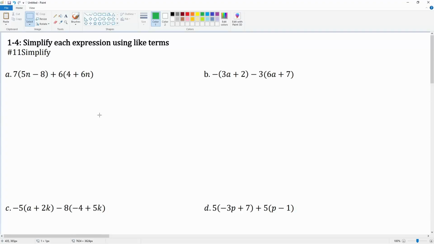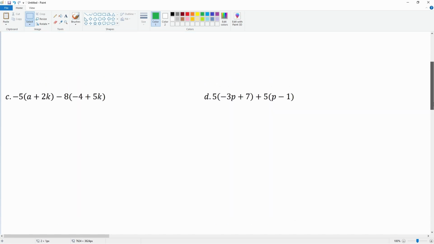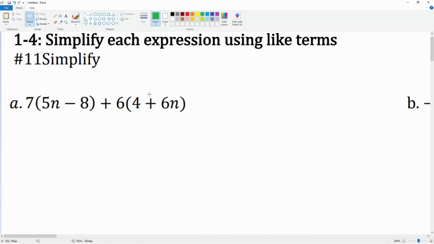1-4, simplify each expression using like terms. Number 11 just asks to simplify. This video is going to take the longest because we're going to cover 6 different problems and it's going to require multiple steps to do the problem. So let's start with A.